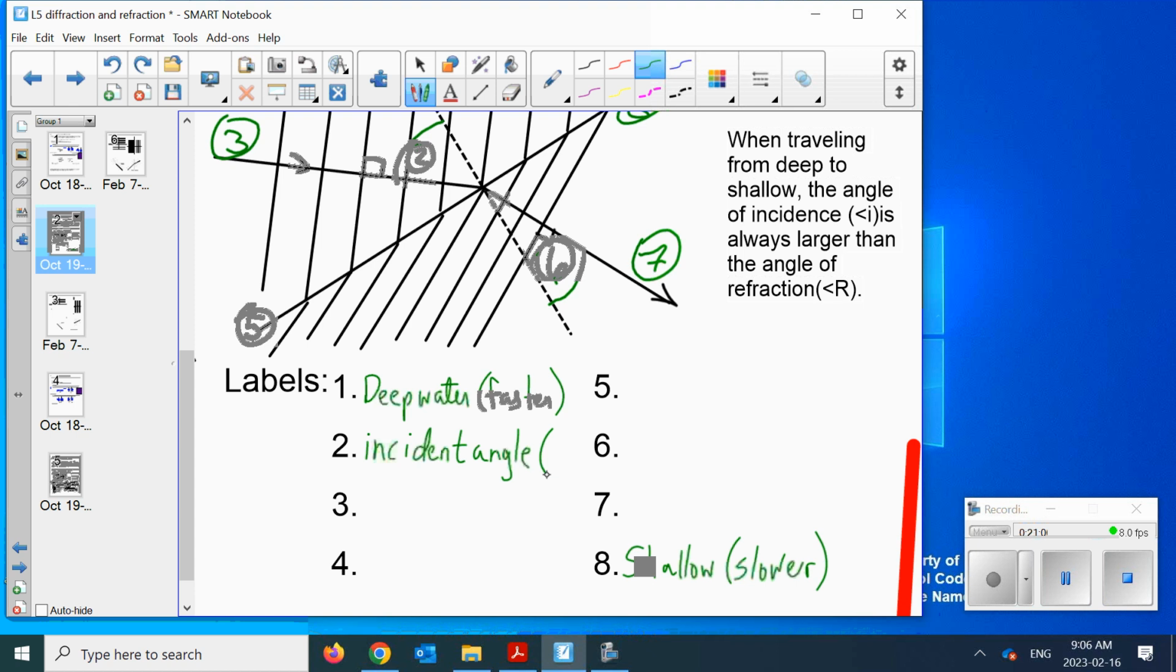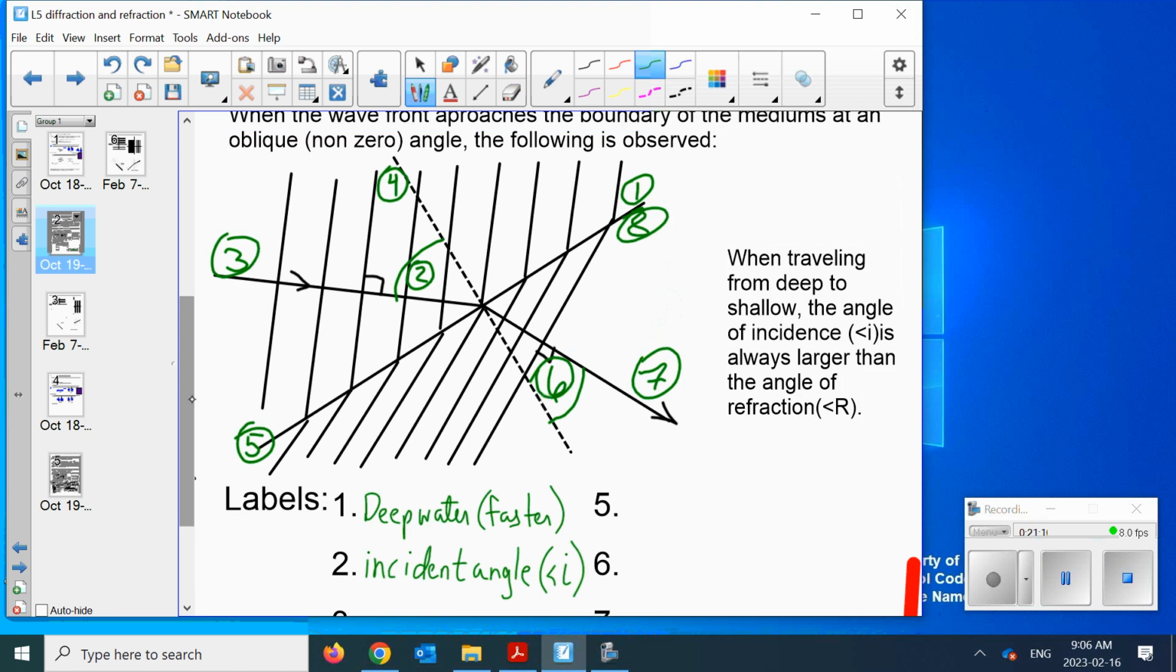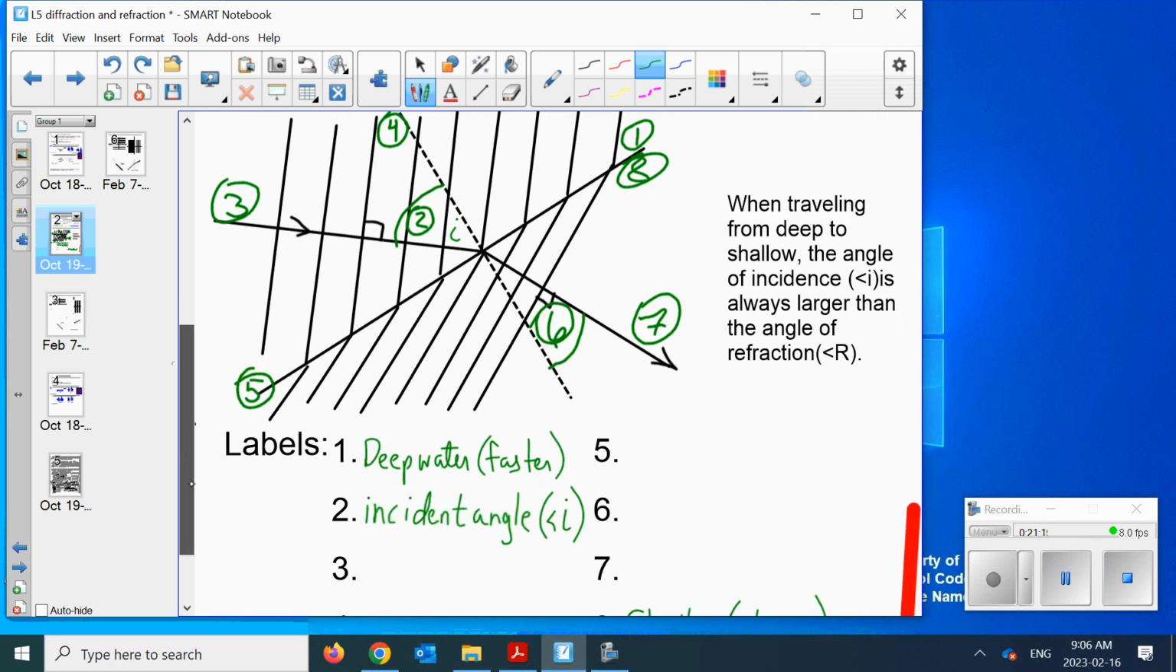Usually, the label is just angle I. Just a letter I, but I'm just putting the angles. And if there's no number here, I would label this I. And I put like 30 degrees or whatever it is. I equals 30 degrees, 20 degrees, whatever.